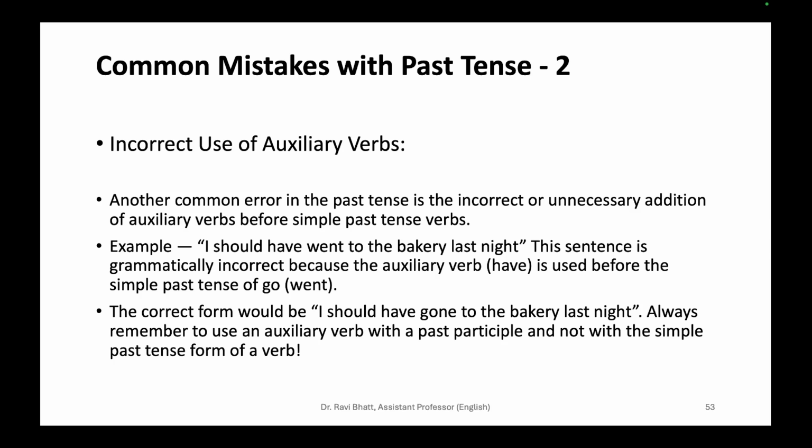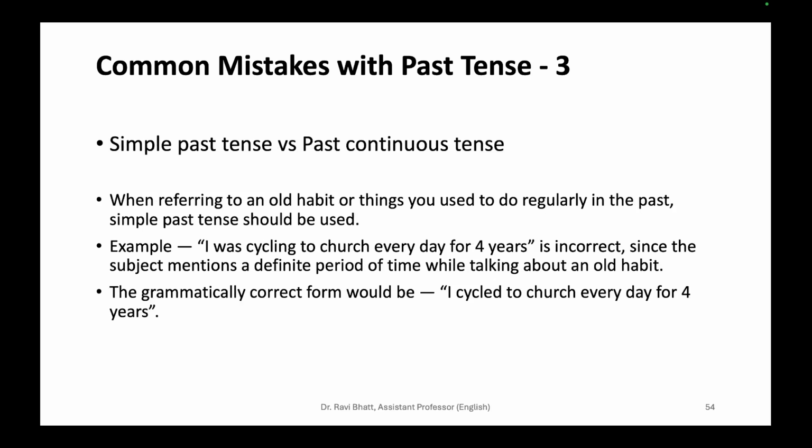All right. Next, simple past tense versus past continuous tense. Yes, again, something that is extremely important. Now, when referring to an old habit or things you used to do regularly in the past, simple past tense should be used. If, for example, I was cycling to church every day for 4 hours is incorrect.